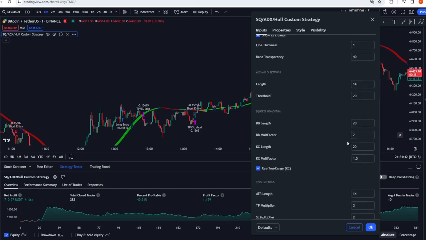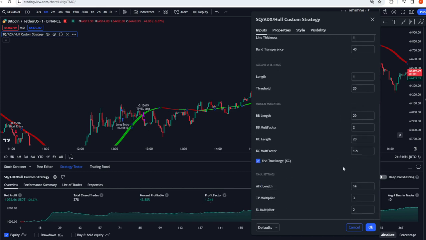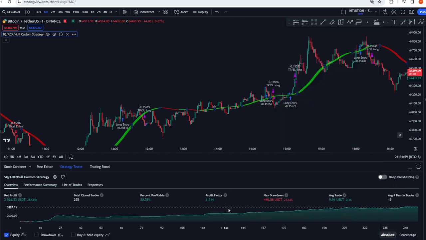We are going to change our length of ADX and DI to 1, and as you can see, our profit factor increases immediately. We are also going to change our TP multiplier to 4, as well as our stop loss multiplier to 3. This will give us a profit factor of 1.714. From the statistics, we have a max drawdown of $446 compared to our net profit of $2,526. So you managed to make a 252% gain over 255 trades.